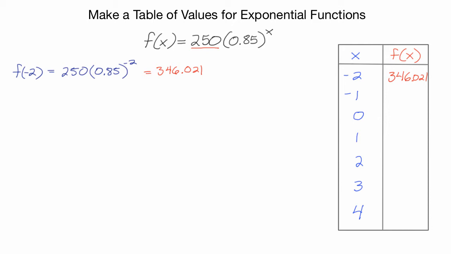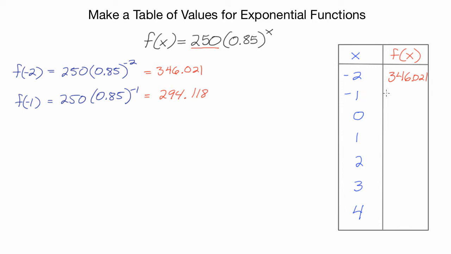Let's try it again. Let's do another one here. Let's do my function, in this case for an x value of -1. Let's put in -1 for x. So I have the same values, 0.85, but now we're doing it to the -1 power. And if I calculate that out, I get 294.118.